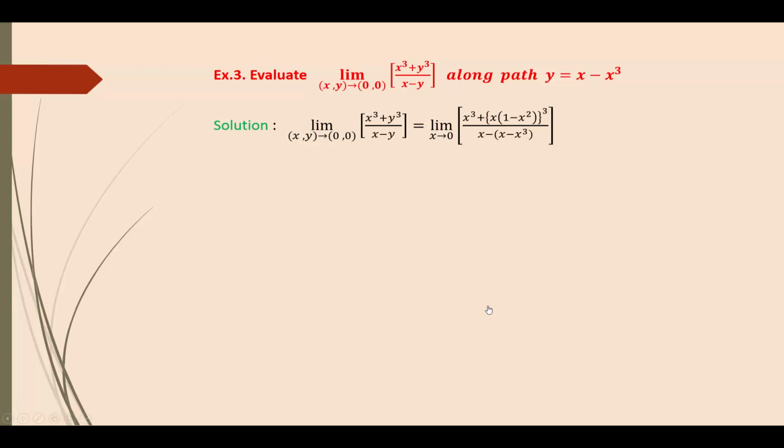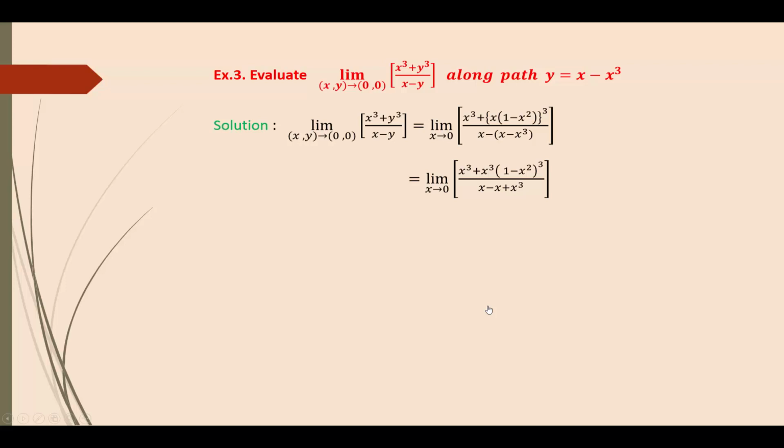limit as x tends to 0 of x cube plus, now put the value of y as x minus x cube, means x common, inside the bracket (1 minus x square), total bracket cube, upon x minus the value of y, which is x minus x cube, equal to limit as x tends to 0 of x cube plus x cube into (1 minus x square) cube upon x minus x plus x cube.